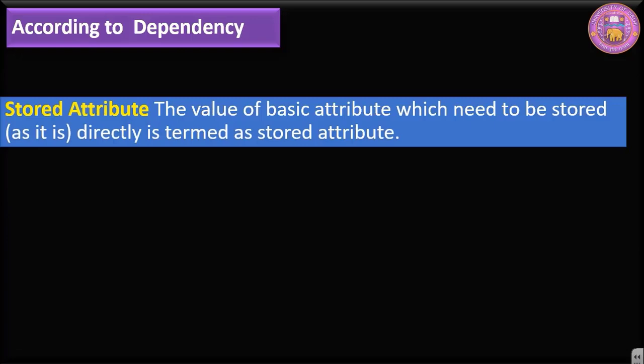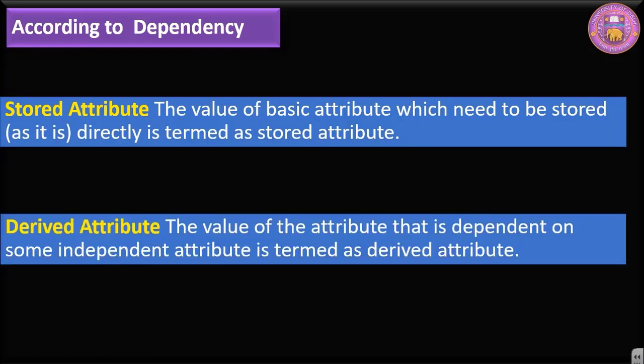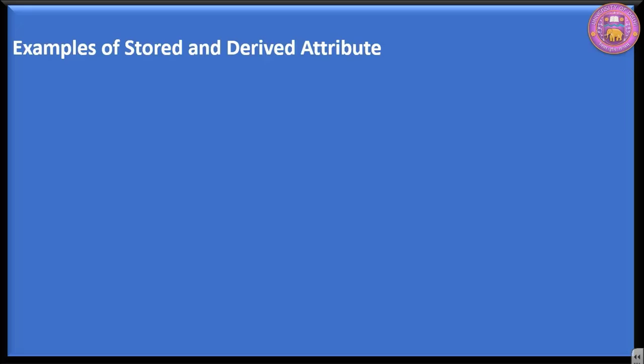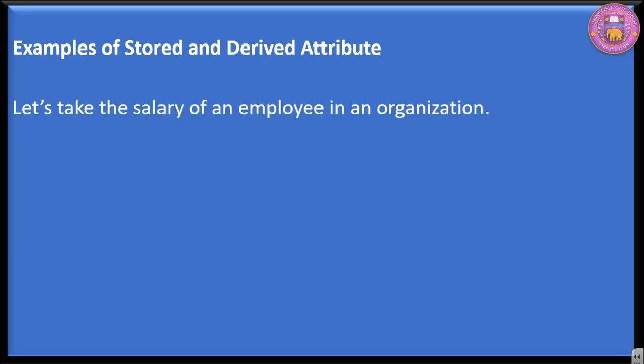Stored attributes. The value of a basic attribute which needs to be stored as it is directly is termed as stored attribute. Derived attribute. The value of the attribute that is dependent on some independent attribute is termed as derived attribute. Let's have a look at the examples of stored and derived attribute.